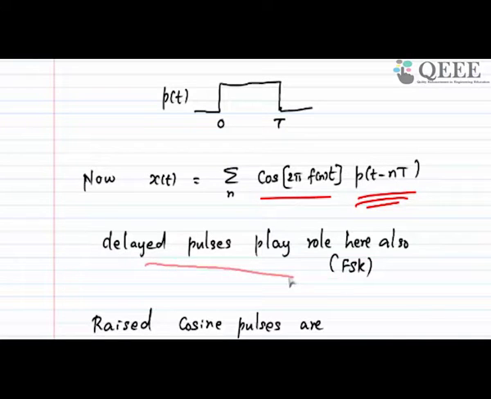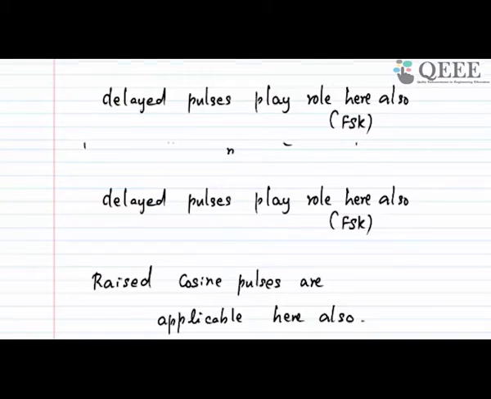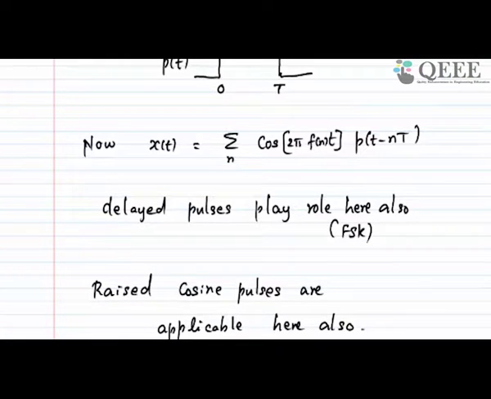So here also, one important remark is that delayed pulses appear here also. Whenever you have delayed pulses, you don't want ISI, right? At the same time, you want the bandwidth occupied by your modulated waveform to be small and compact. So let me remark that. Whenever you are multiplying some waveform with delayed pulses, the role of raised cosine pulse, the role of rectangular pulse, the role of sinc pulse, all the things which we talked about earlier regarding linear modulation, they are applicable here also.